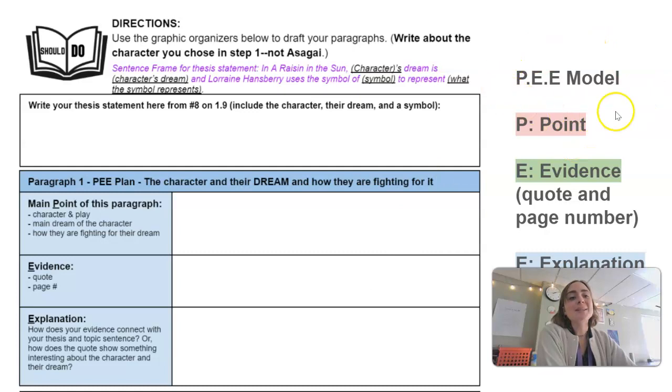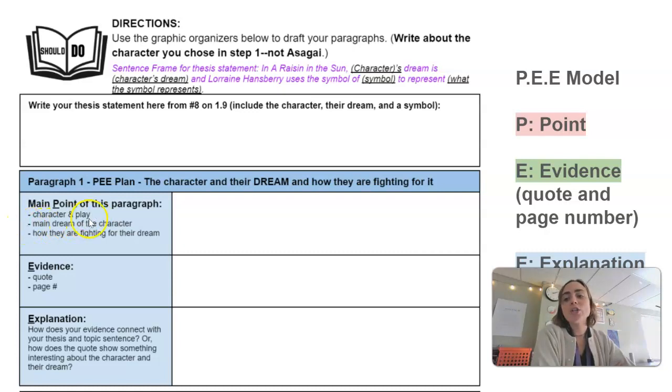So we're going to be using the PEE model, which you might have seen before, maybe in 9th grade English or in other English classes. All of our paragraphs should have these 3 things, P-E-E. The P stands for point, main point. Paragraph 1 is all about the character and their dream. So our main point is going to tell us which character you're writing about, what their dream is, and how they're fighting for that dream.